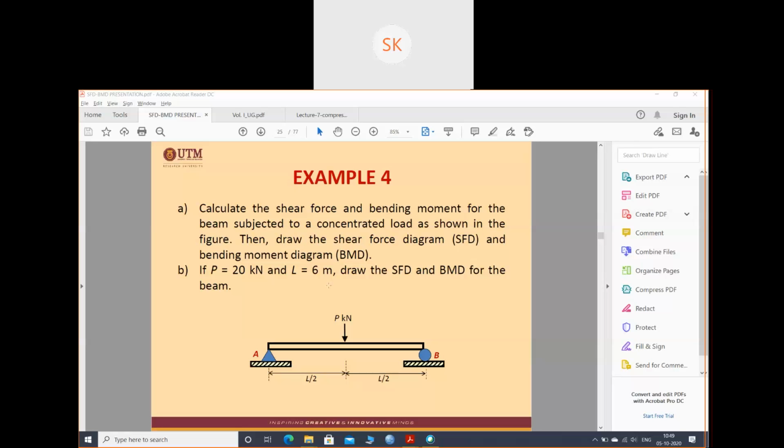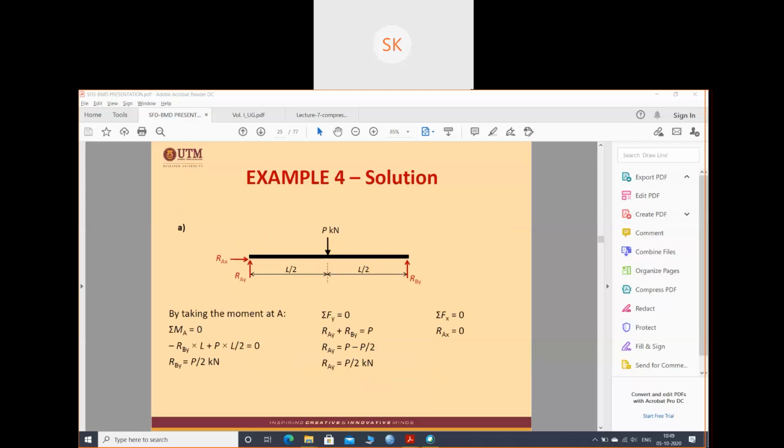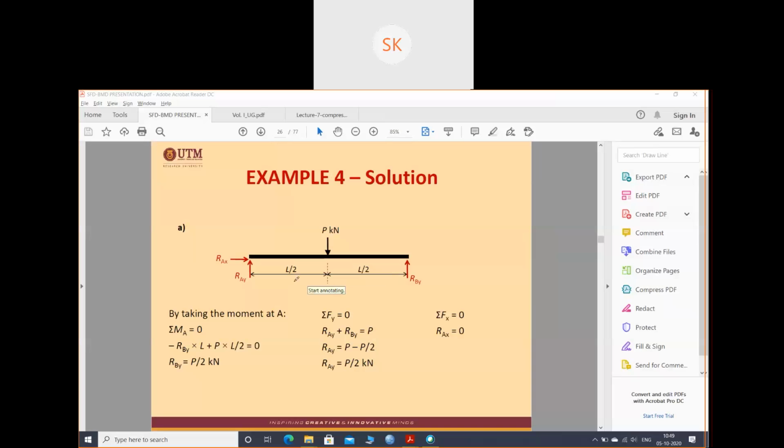Okay. So this is the question. We have drawn the free body diagram. For the roller support, RBY. For the hinge support, RAY and RAX. And this is the system. And the load is acting at the center. That's why it is shown L by 2, L by 2. That means this part will be 3 meter, this part will be 3 meter.